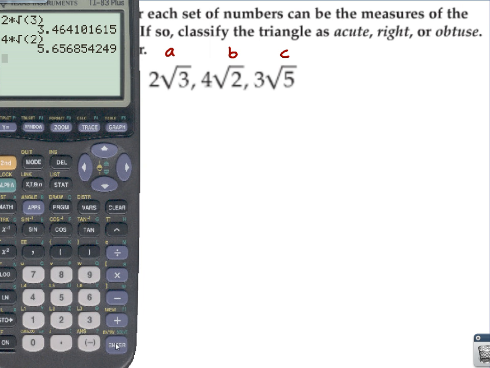And type in 3 times the square root of 5. Now, why did I have to do that? I need to know which one's bigger. C is always the biggest, and it looks like to me 3 root 5 is 6.7. It's the biggest. So therefore, I'm good, A, B, and C.